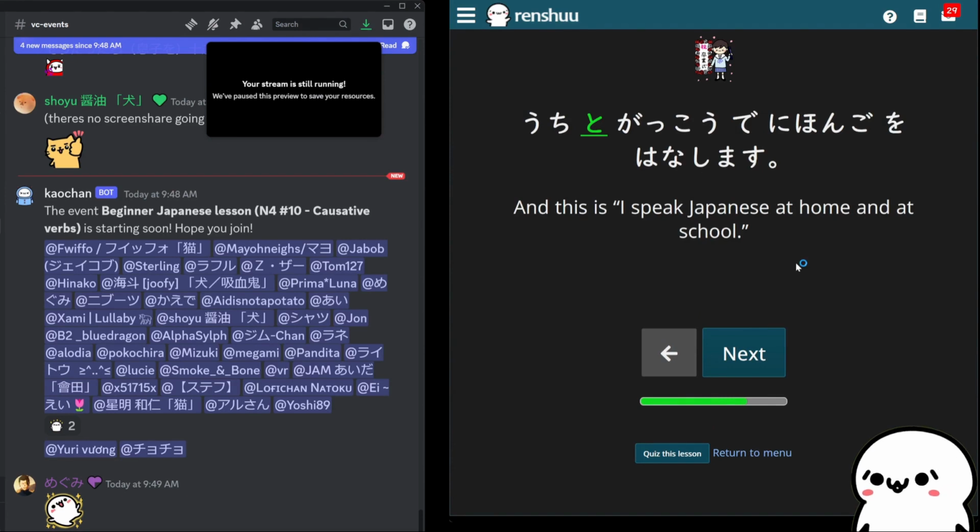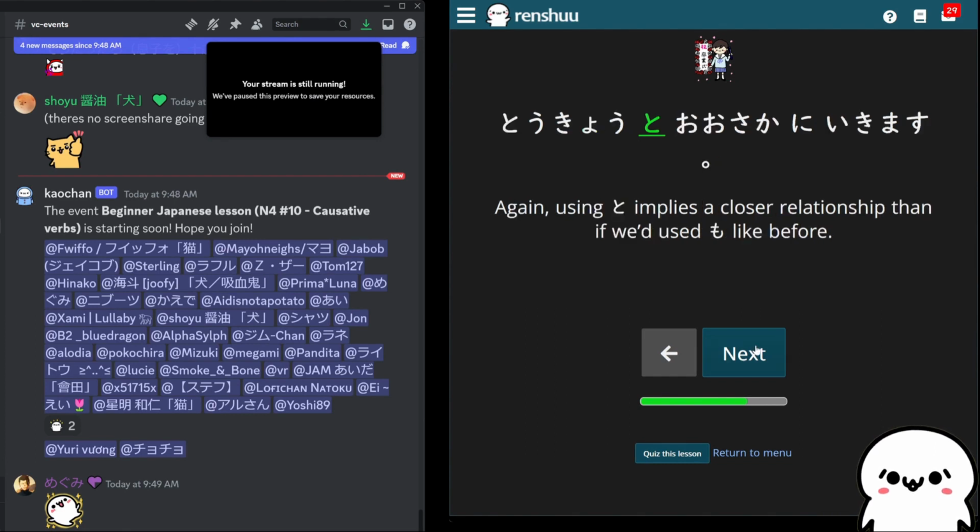So, uchi to gakkou de nihongo o hanashimasu. These are all the sentences we had earlier. This is just putting them together. And if we wanted to simplify the things we were doing before, Tokyo to Osaka ni ikimasu. I will go to Tokyo and Osaka.